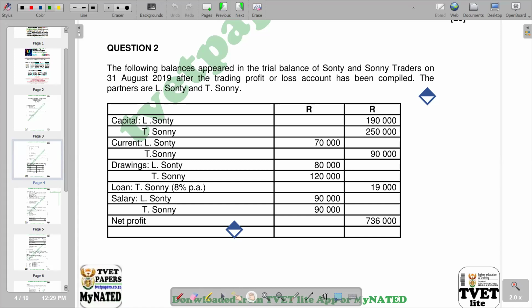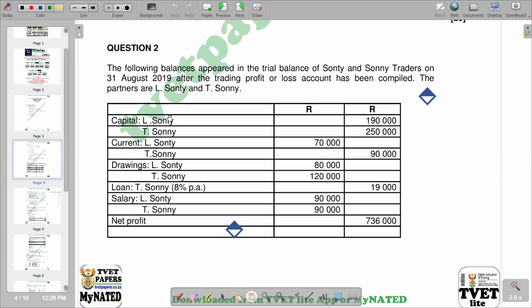In this video, we want to look at the preparation of the profit or loss appropriation account. So we've got a question 2 here that we want to look at. And our question reads, the following balances appeared in the trial balance of Sony and Sony Traders on 31 August 2019 after the trading profit or loss account has been compiled. The partners are L Sony and T Sony.